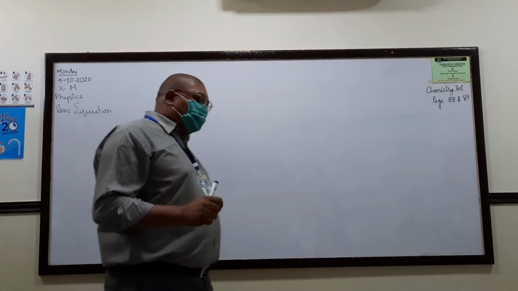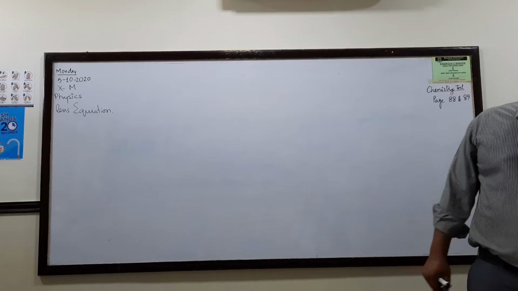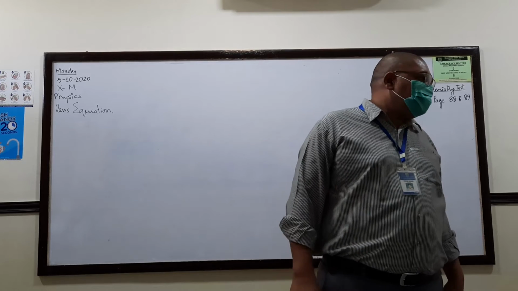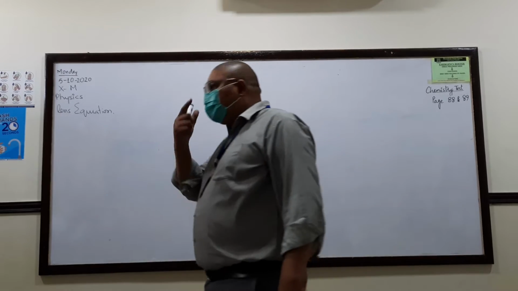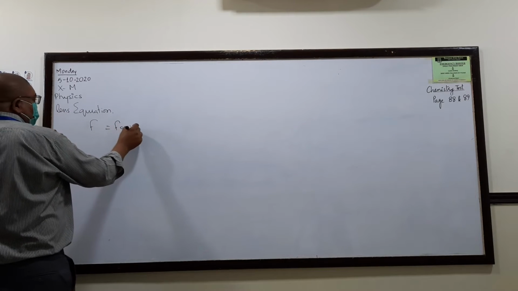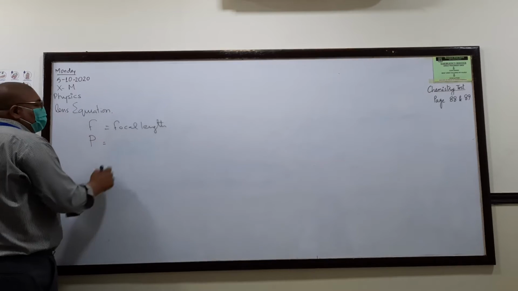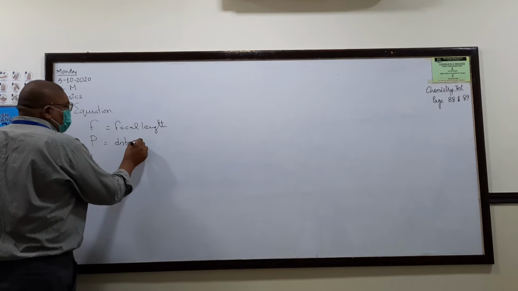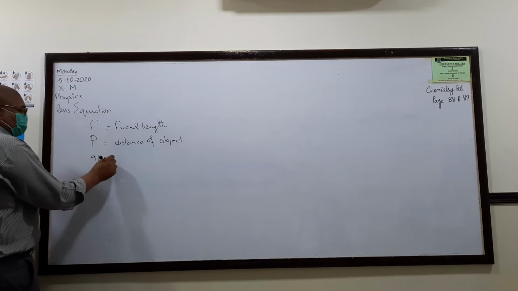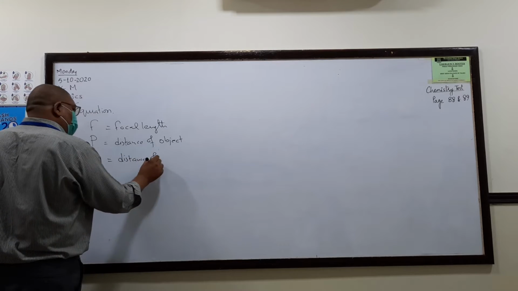In our last lecture, we have learned that if you place an object in front of a convex lens or a concave lens, its image is formed. And there are three things when an image is formed. We have f, which is the focal length of the lens. There is another term which we use, p, the distance of the object from the optical center of the lens, and we have another term called q, the distance of the image.